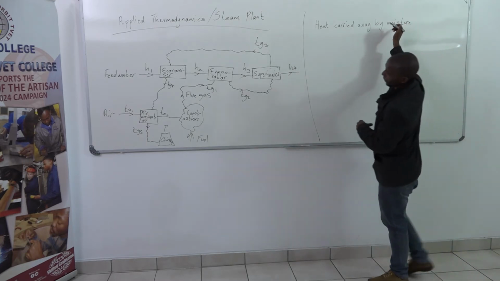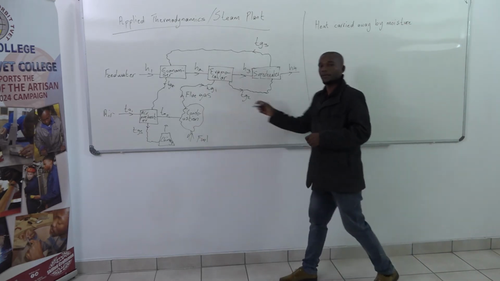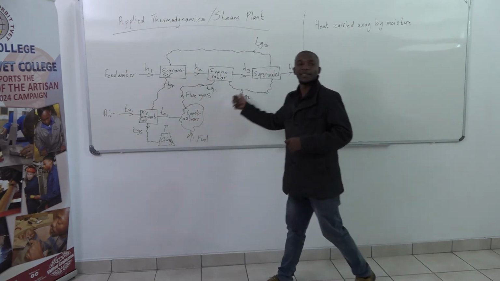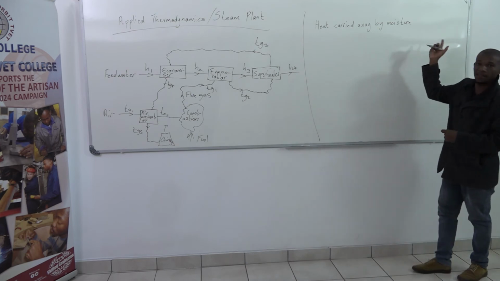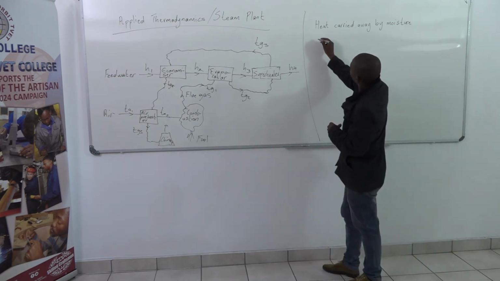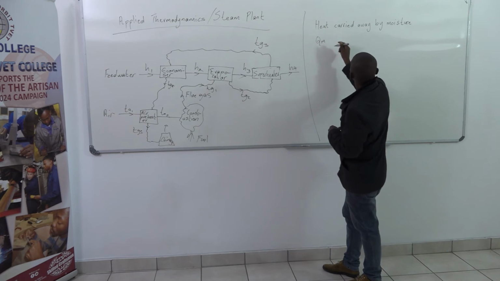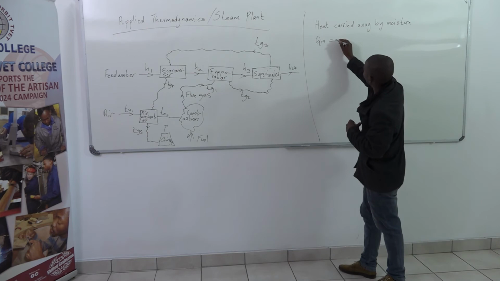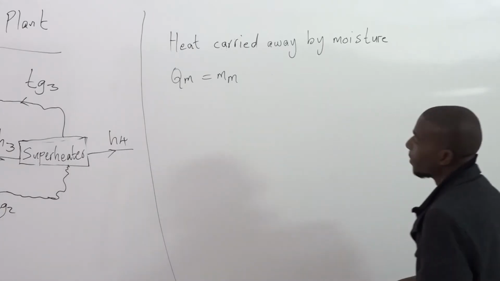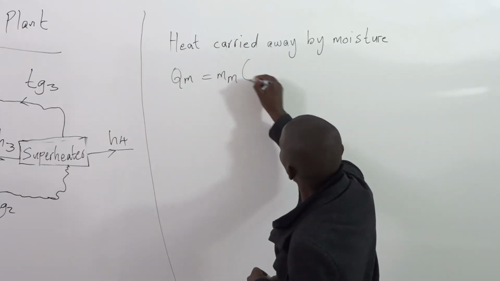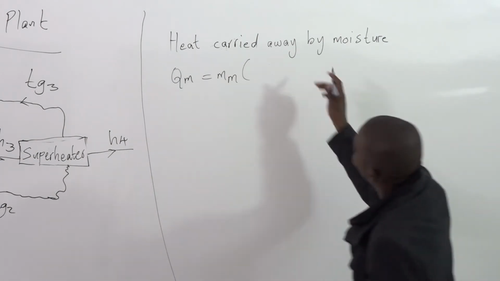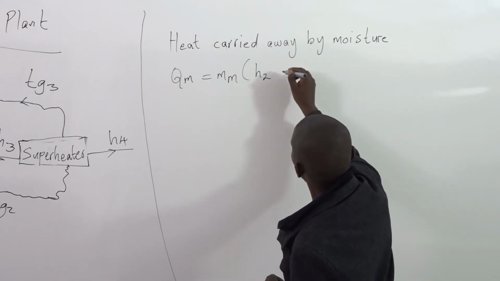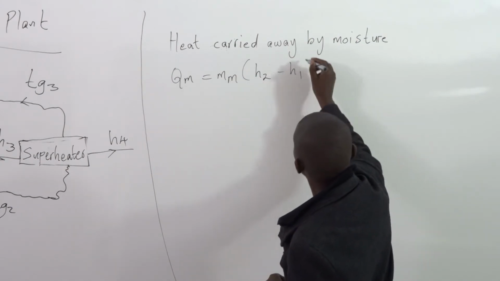And this moisture that is formed during combustion is the product of hydrogen. Hydrogen combining with air produces moisture, H2O. That's the moisture that I'm referring to. And let's call it QM. The heat carried away by moisture would be equal to the mass of moisture, MM, multiplied by the final enthalpy of moisture, H2, minus the initial enthalpy, H1.